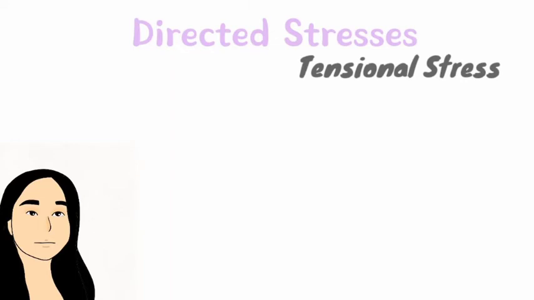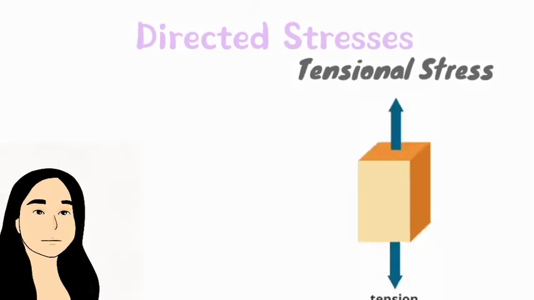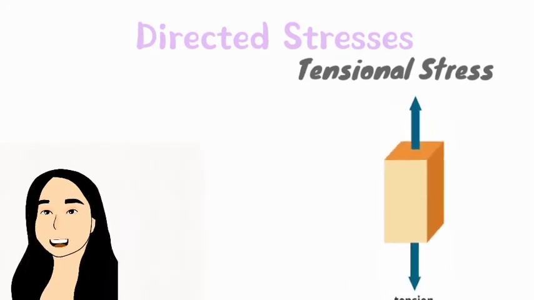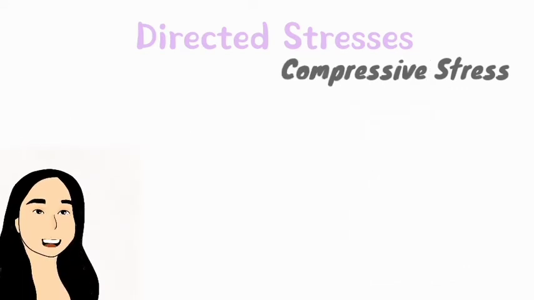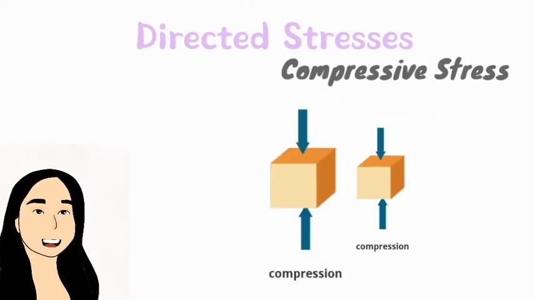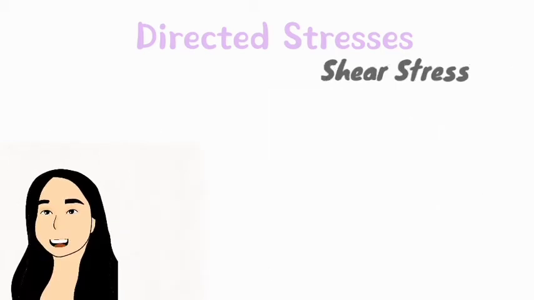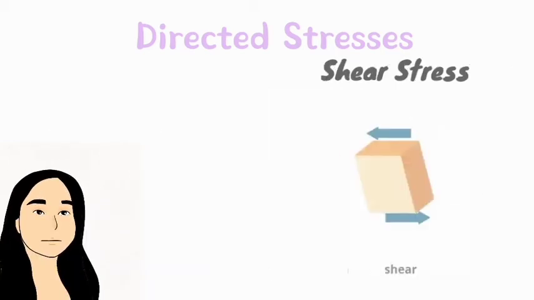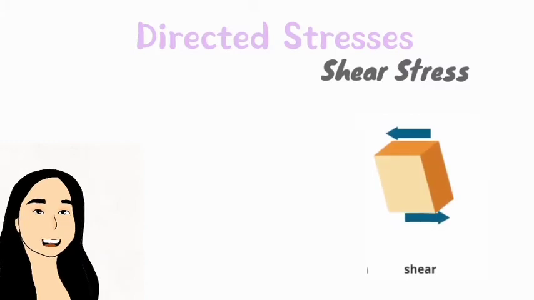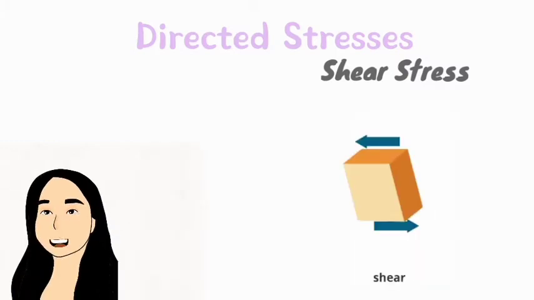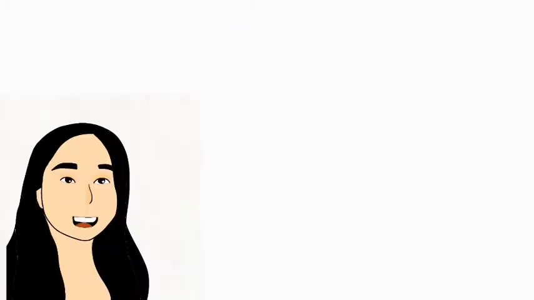Tensional stress causes rocks to be pulled apart, which fractures the layer of rock. It usually occurs at divergent boundaries. Compressive stress squeezes and shortens the layer of rock. It usually happens at convergent boundaries. Shear stress acts in parallel but opposite directions. This type of stress causes one rock to slide past another as seen in transform fault boundaries. Stress produces the deformation known as strain.